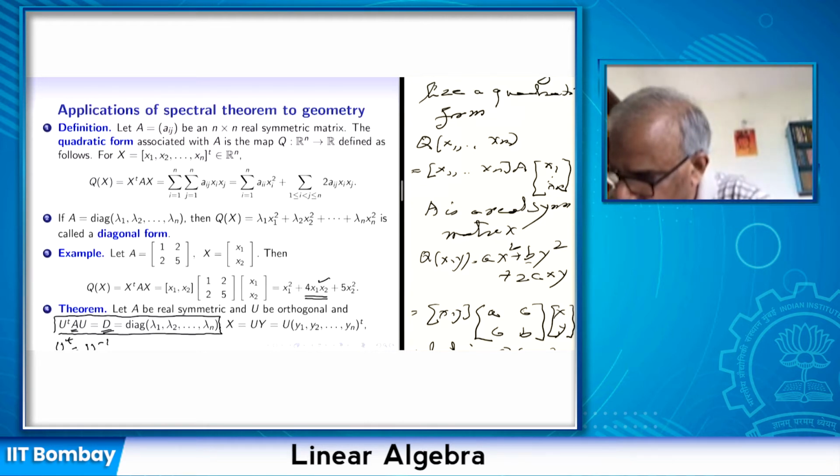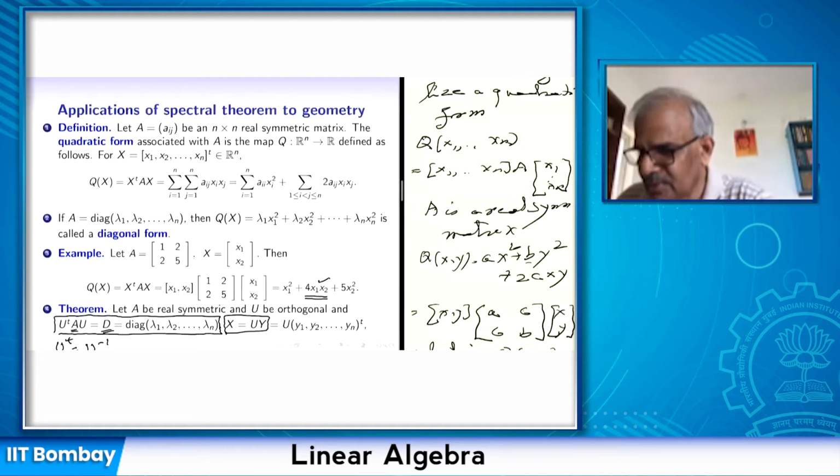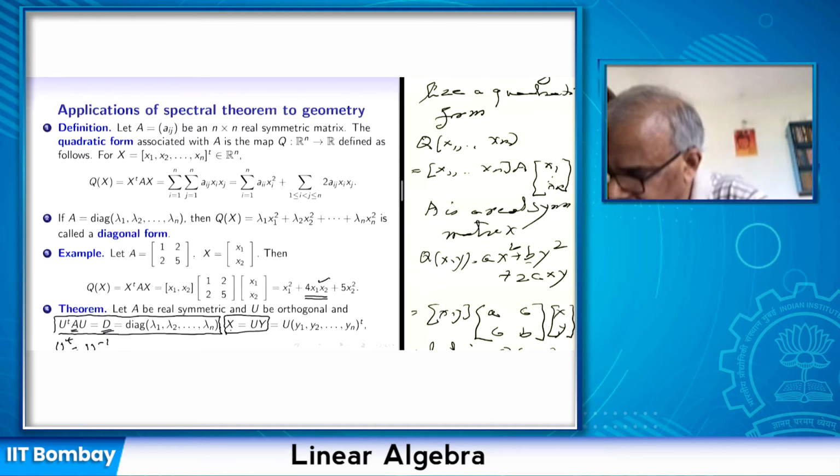In school you learn change of coordinates using trigonometric functions, but now we have a very simplified approach using linear algebra: the change of coordinates will be given by x = Uy, and in these new coordinates y1, y2, ..., yn, the mixed terms will disappear. The quadratic form will be given by a diagonal form. So in this new coordinate system, I can draw the figure, and then you recognize what it is.